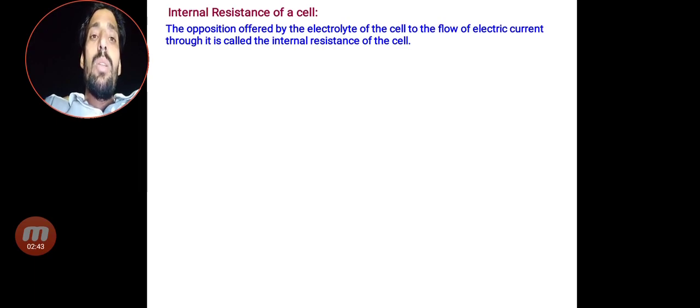The opposition offered by the electrolyte of the cell to the flow of electric current through it is called the internal resistance of the cell. Internal resistance of the cell is represented by small r. Terminal voltage is represented by capital V, and electromotive force is represented by EMF or E.